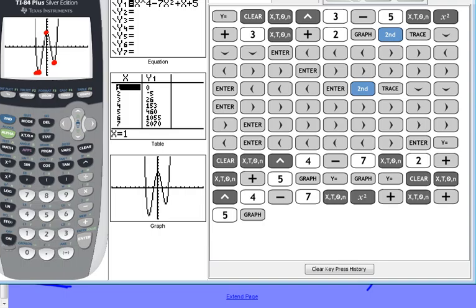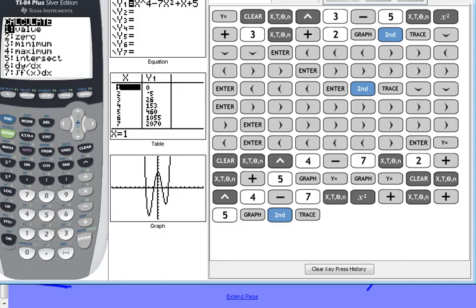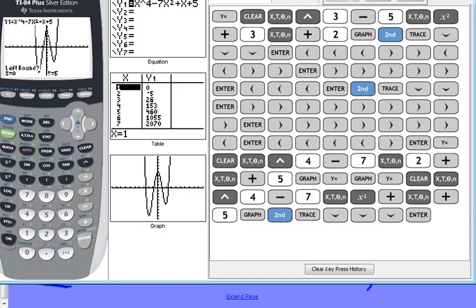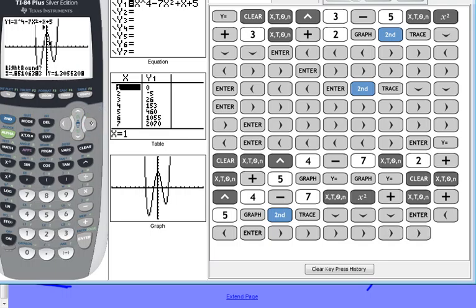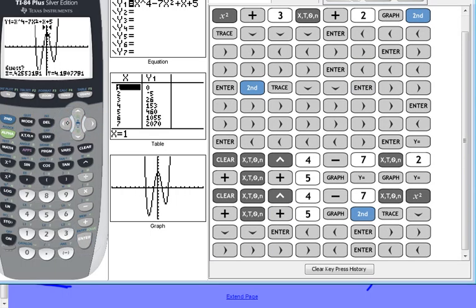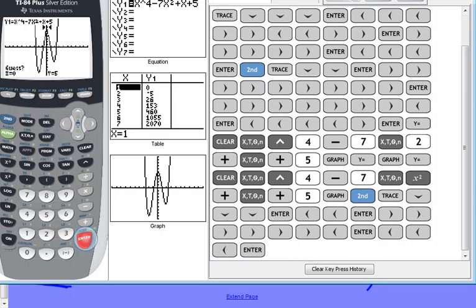So let's find the relative maximum first. So you're going to go to second trace, which is the calculate button. We're going to go down to number 4 because we're going to calculate a maximum. Let's go to the left bound of that maximum, so right about there. And now let's go to the right bound of that maximum. There should be good. And now let's try to go right on top of that hill.